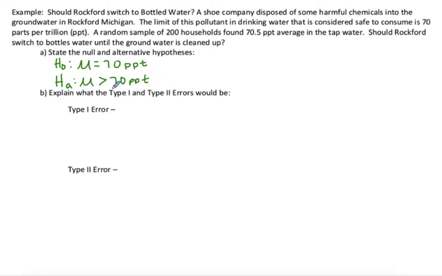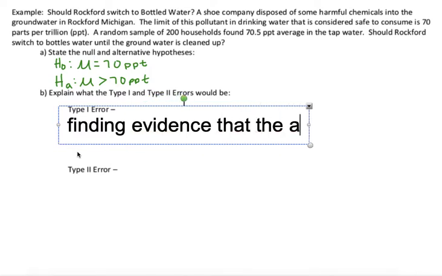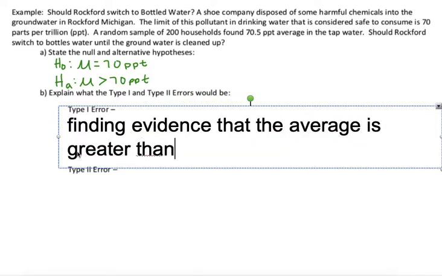So if we wanted to explain what the type 1 and type 2 errors would be, this is where we would say a type 1 error is finding evidence that the average is greater than 70 parts per trillion when it isn't.